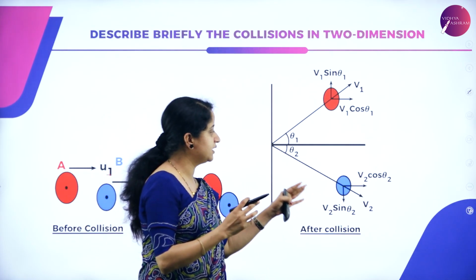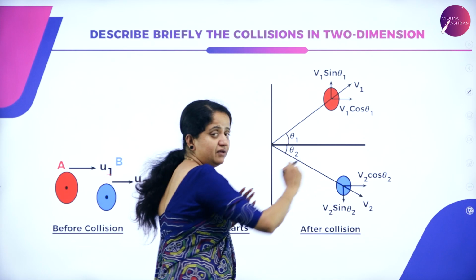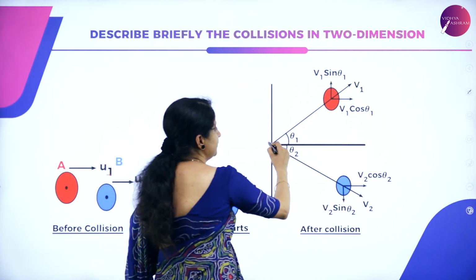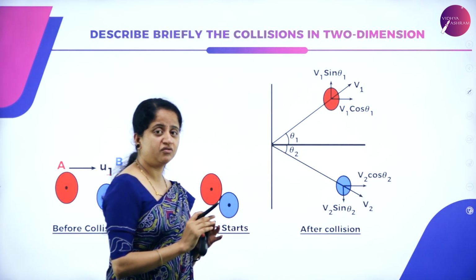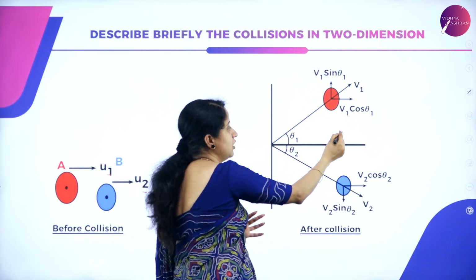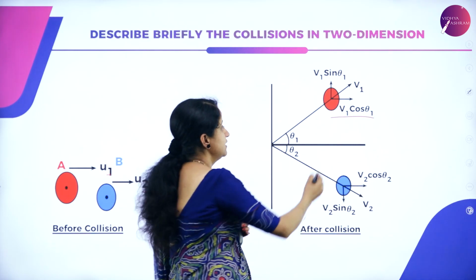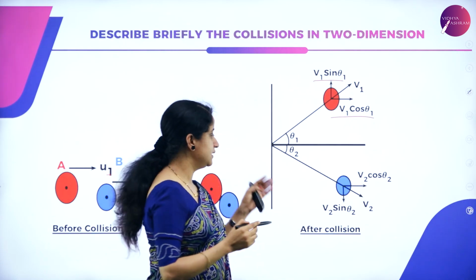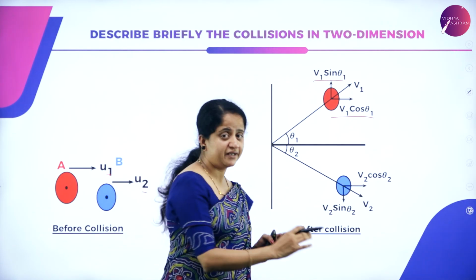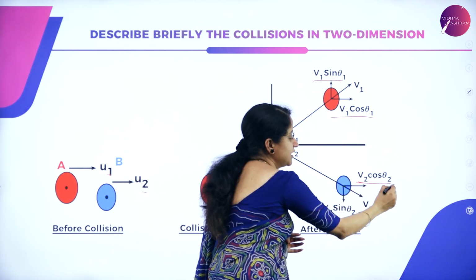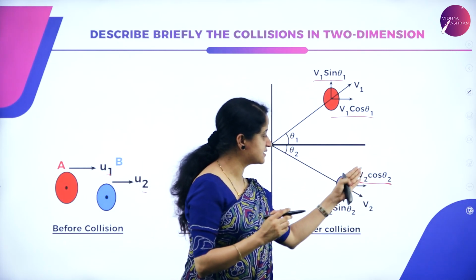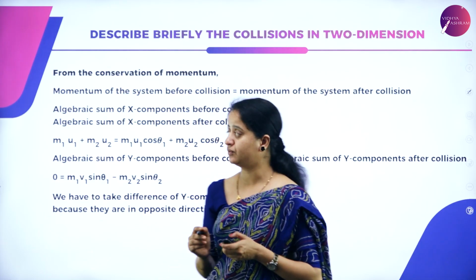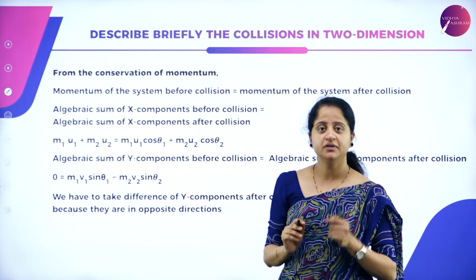So after collision, the body may undergo deviation. It may be along the x axis or along the y axis, and here we can resolve the velocity of the 2 bodies after collision into 2 components, that is along the x axis as v1 cos theta 1 and along the y axis it is v1 sin theta 1, and the other body, which is deviated to the other side, has velocity that can be resolved into 2 components, that is along the x axis v2 cos theta 2 and along the y axis v2 sin theta 2.